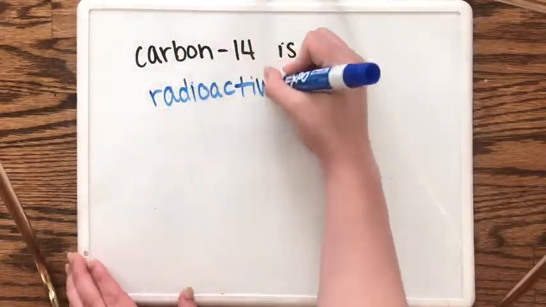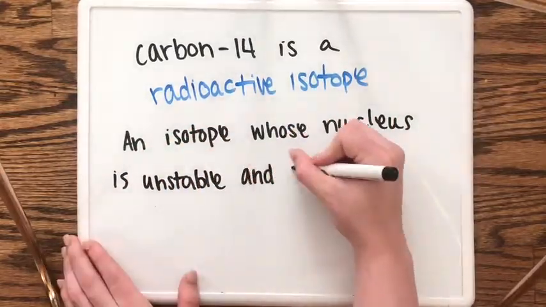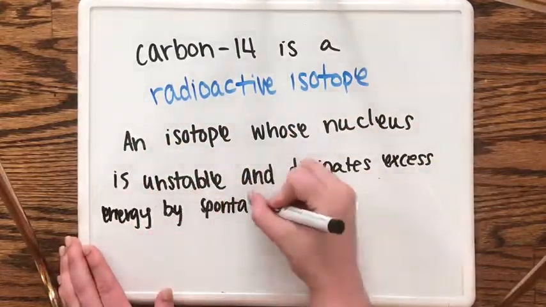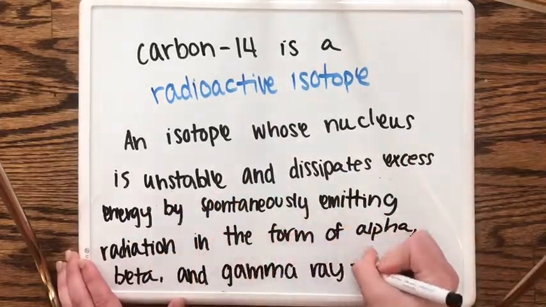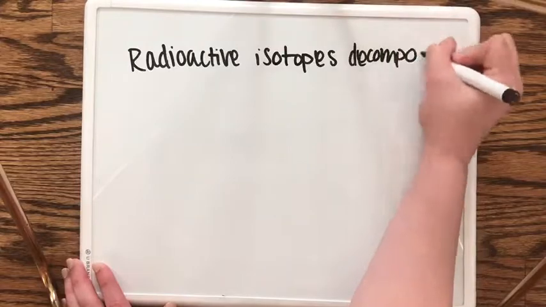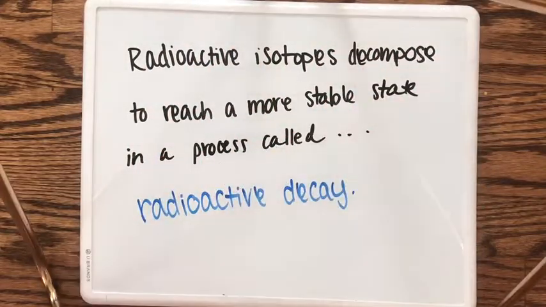Carbon-14, however, is a radioactive isotope. A radioactive isotope is an isotope whose nucleus is unstable and dissipates excess energy by spontaneously emitting radiation in the form of alpha, beta, and gamma rays. Radioactive isotopes decompose to reach a more stable state in a process called radioactive decay.